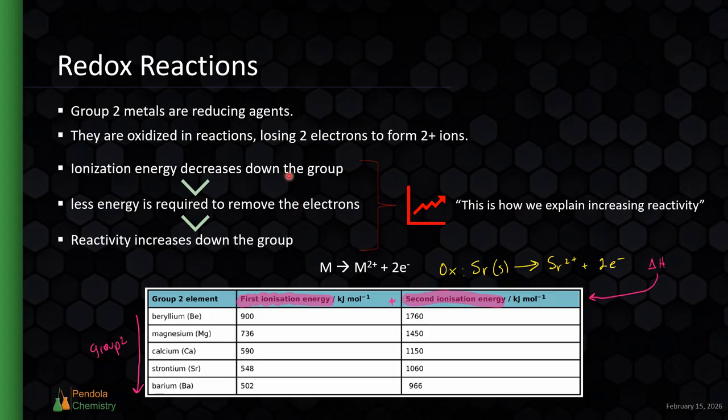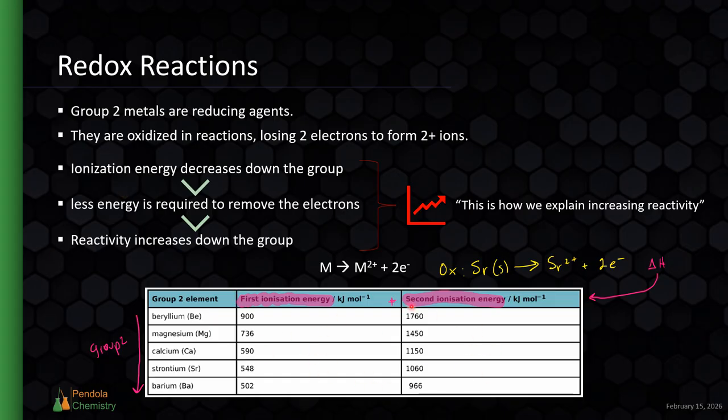They are larger, meaning that they have more shielding, so the electrons are less tightly held, which means that the ionization energy decreases down the group, which means less energy is required to remove the electrons, which means reactivity is going to increase as less energy is needed. So this is a logical sequence of how and why this happens. It's very important for you to understand this.